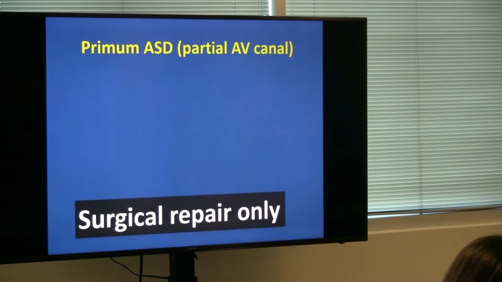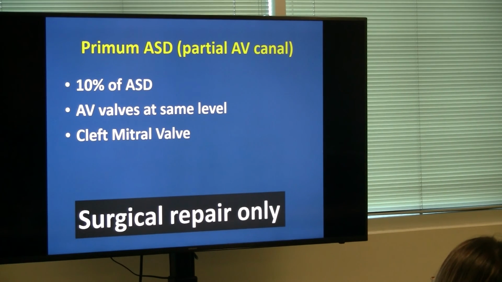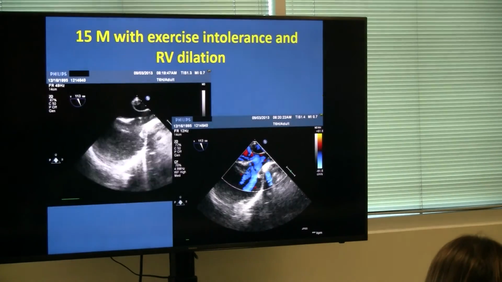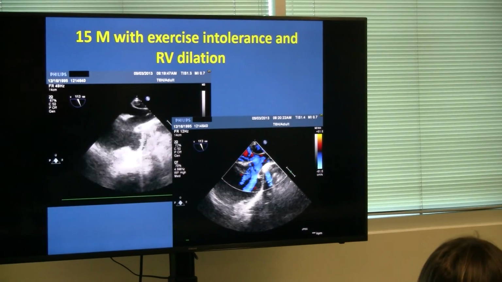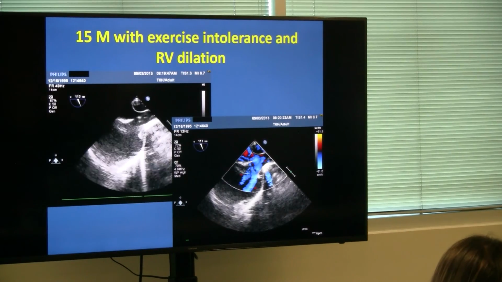So for the primum atrial septal defect, there is no percutaneous closure because there is no valvular level where you can hang the device. So all these defects need to be surgically repaired only, and then you will fix the left AV valve cleft. This is probably 10% of the ASDs, with AV valves at the same level. Sometimes you can find a double orifice mitral valve. So all surgical closures if the RV enlargement is present.